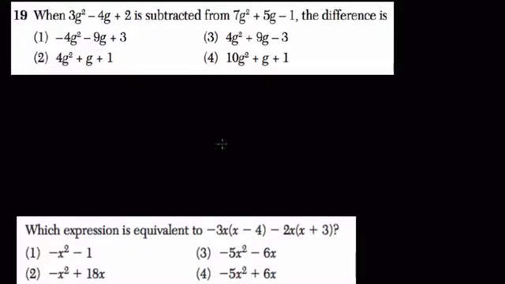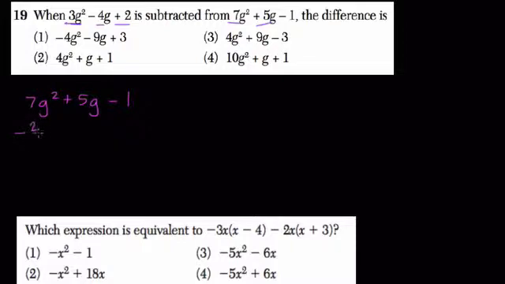Okay, so here we're just dealing with like terms, and they say when 3g squared minus 4g plus 2 is subtracted from 7g squared plus 5g minus 1, what's the result, or what's the difference? So that means we have 7g squared plus 5g minus 1, and then we subtract each term here, and I subtract them all separately. It helps me keep track of everything.